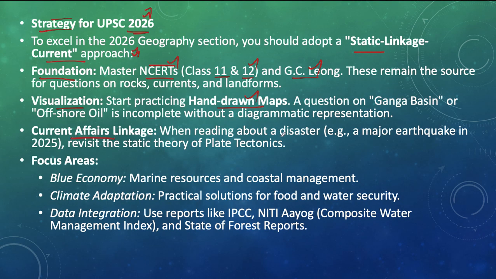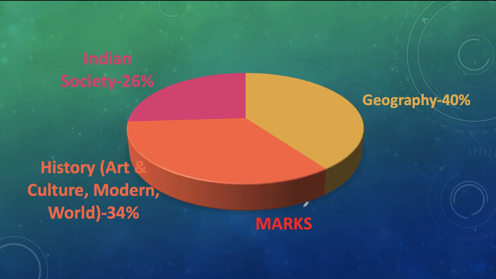And current affairs linkage is a very, very important segment for geography. For the coming year, focus should be given on blue economy, climate adaptation, and data integration techniques. We need to inculcate various sources of data like IPCC, NITI Aayog data, and State of Forest reports. We should quote them in our answers to fetch maximum marks in the UPSC mains examination. So the takeaway is, in case of GS paper 1, students, 40% of weightage is given to the geography segment compared to history, which has 34% weightage, and Indian society 26%. So we should give maximum weightage to geography to excel and score maximum marks in GS paper 1.